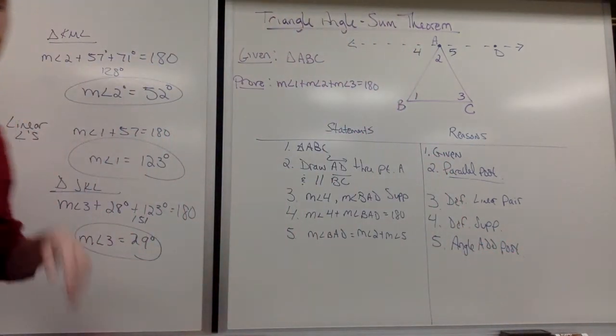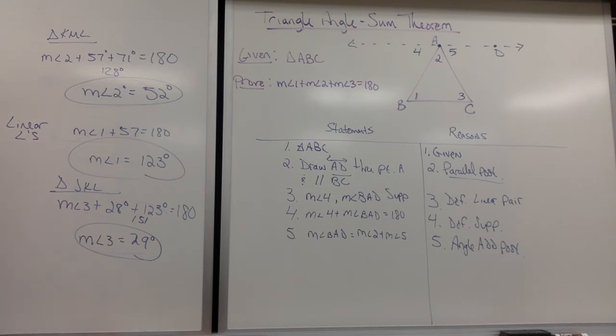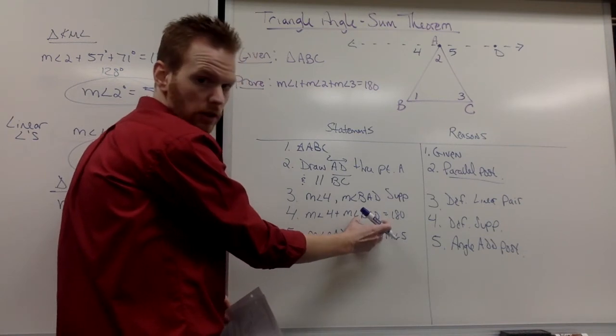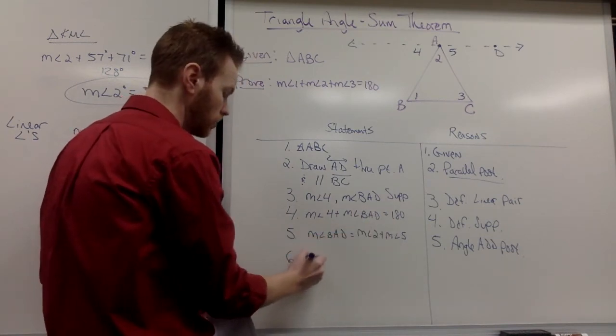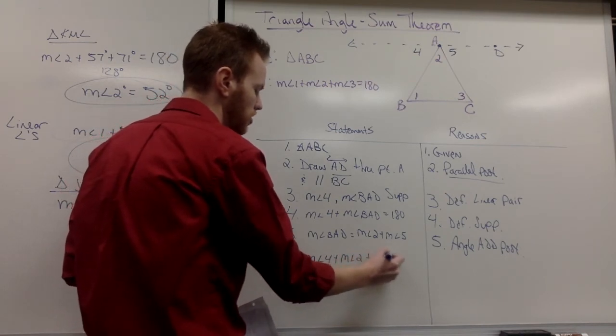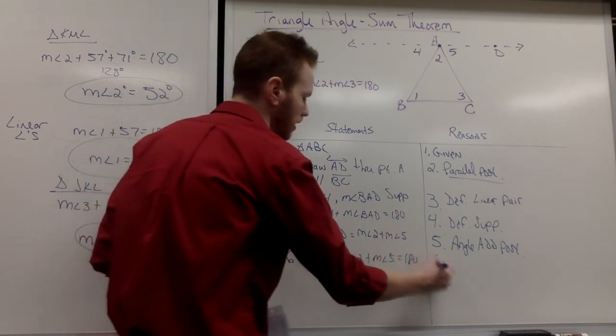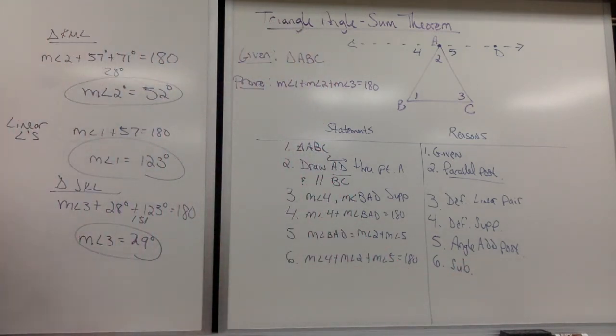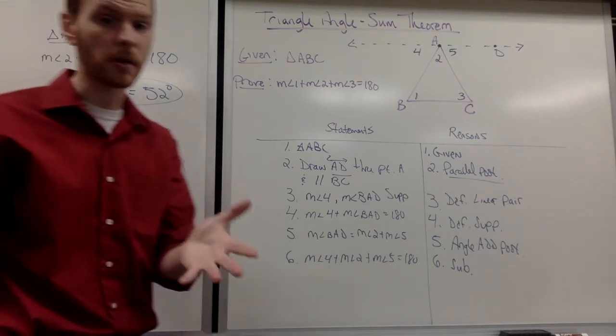Okay? We talked about the angle addition postulate in the beginning of this course. So now what I could do is take this information and substitute it into the original equation that I have. So the measure of angle 4 plus the measure of angle 2 plus the measure of angle 5 equals 180, and we got there by substitution. So far, so good?